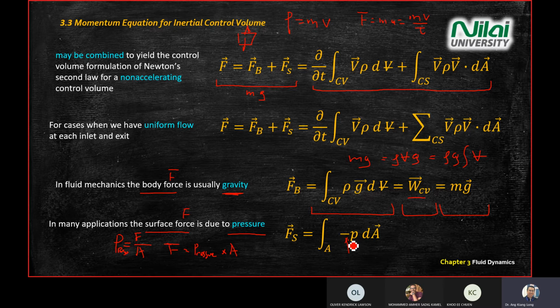Why is there a negative there? There's a reason. Because your pressure is always acting in this behavior, you always compress your surface. When you have an extension force, we have a positive sign. When you have a compressed force, we use a negative sign.